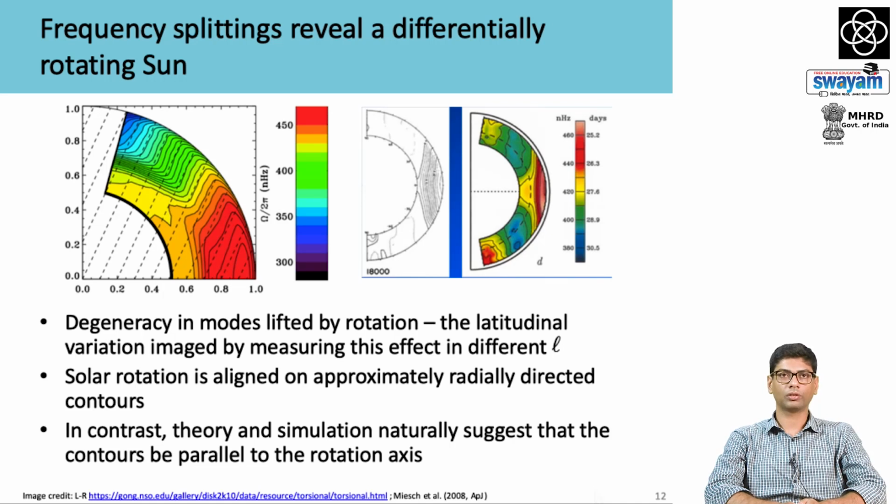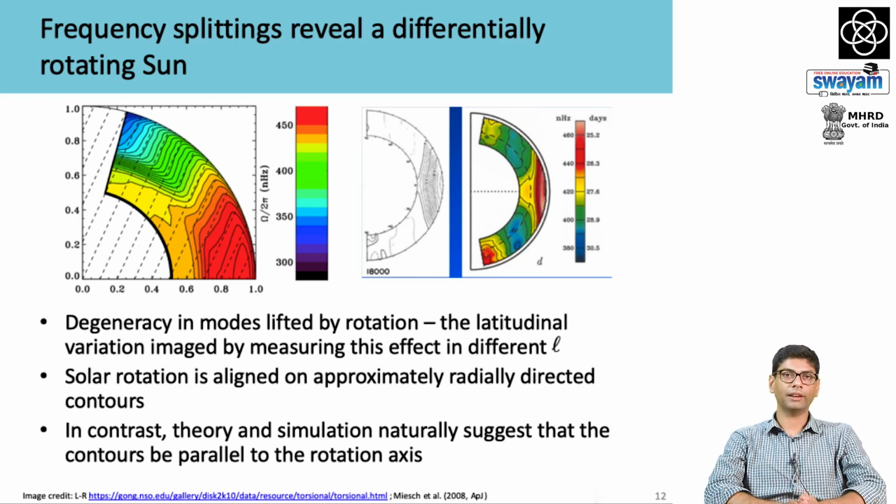We know that for the sun, since rotation is an important and significant phenomenon, the lifting of degeneracy is strongly connected to rotation. So by measuring the amount of degeneracy lifting, we can infer the structure of rotation, and a very remarkable result comes out. We can measure solar rotation as a function of radius and latitude. We find, first of all, that the equator is rotating faster than the poles. This is a very remarkable result.